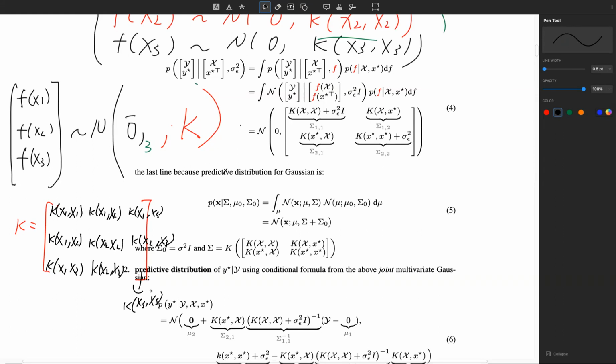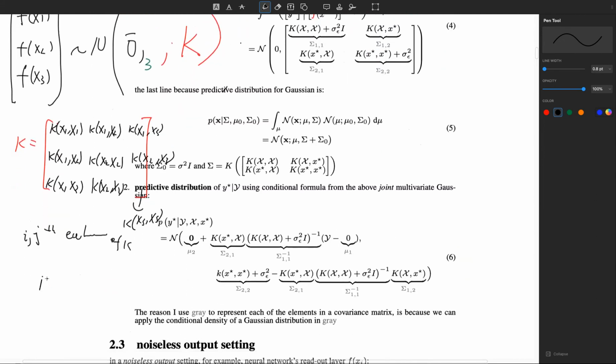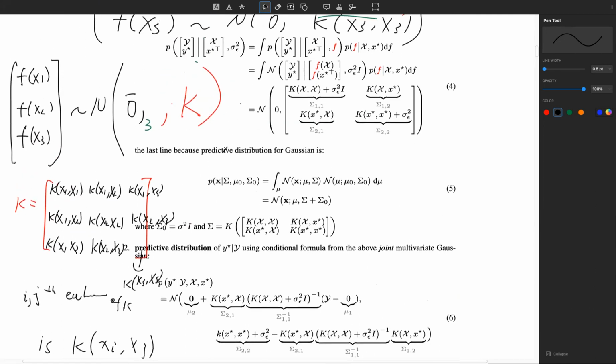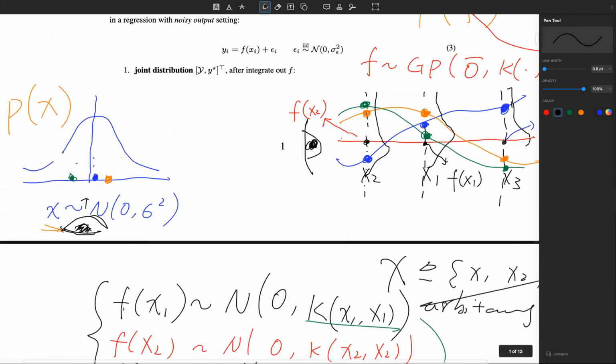Okay, that's it. So it doesn't matter how many arbitrary points you have. You probably have 10, and your covariance matrix is essentially 10 by 10. And every element of this, the i, j element of K, is K(xi, xj). That's basically a Gaussian process.